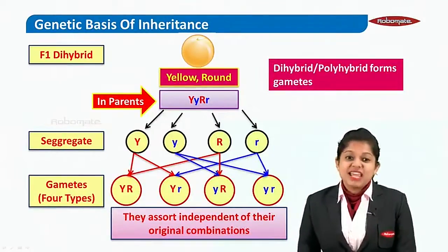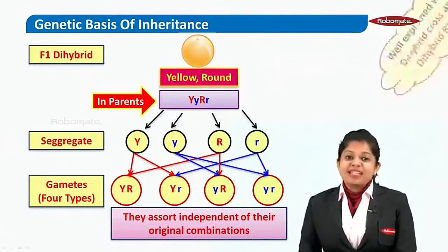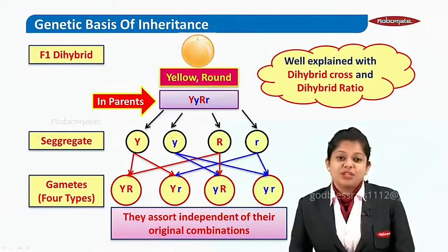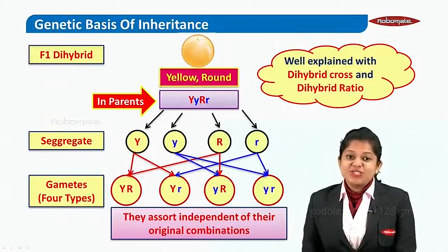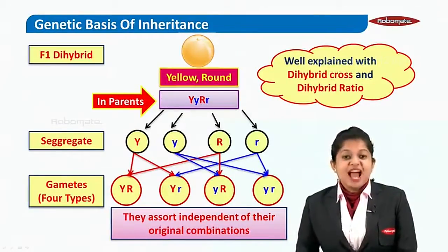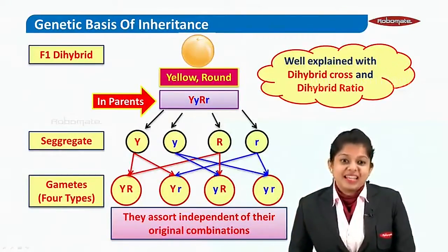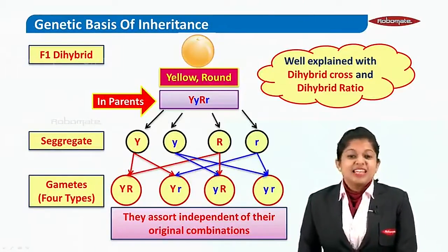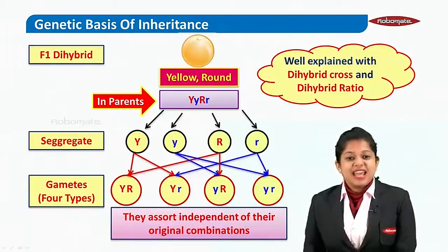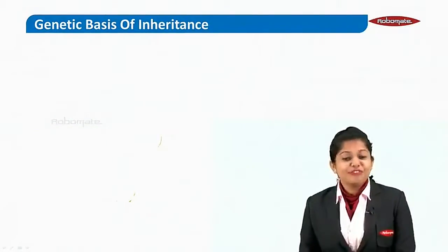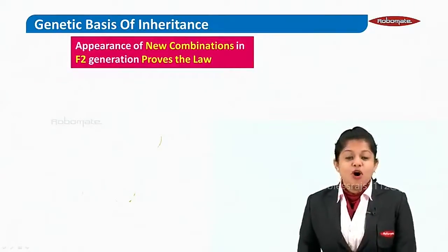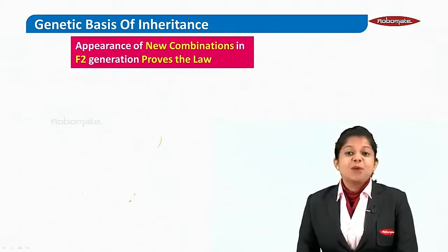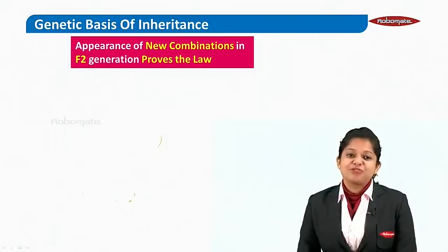Now, I will say that the law of independent assortment can very well be explained by the dihybrid cross as well as the dihybrid ratio, because as we see, in the dihybrid cross we are considering two different characters that are simultaneously inherited. So we can very much study the independent inheritance status of each. Further, there is one more thing that proves the law of independent assortment, and that is the appearance of new combinations in the F2 generation.